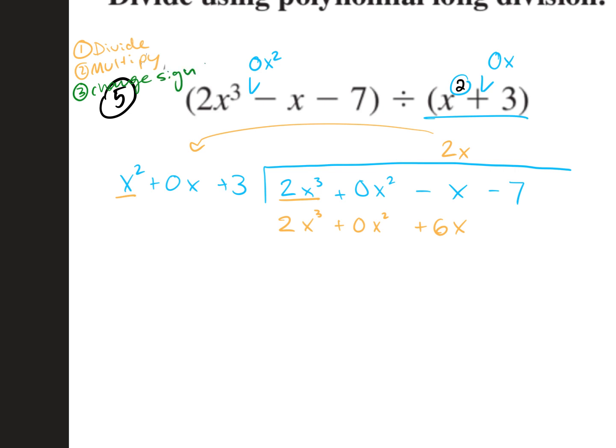Change the signs and combine. Awesome. So we change the signs of all 3 things in this step. And combine. The first ones are always going to cancel if you did it right. What's 0x squared minus 0x squared? 0. So that one cancels too. It's still 0. And then what is negative x minus 6x? Negative 7x.